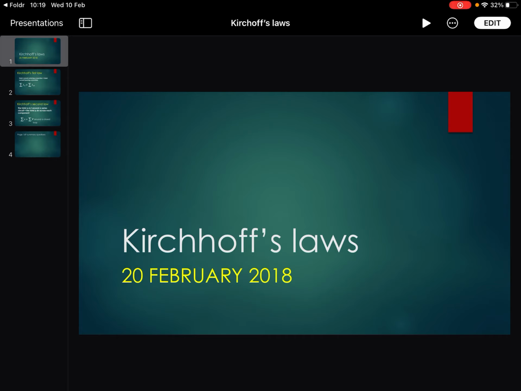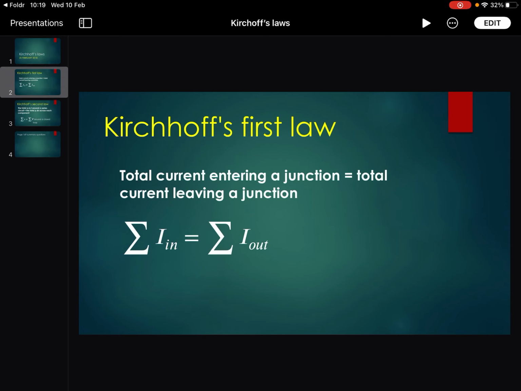Basically you need to memorize these so that you can then apply them to different situations. If GCSE is fact recall, current is the same everywhere in a series circuit, A-level is the application of that knowledge. So yes, Kirchhoff's first law, it's all about current. Total current entering a junction equals the total current leaving a junction. And here you've got total current in equals total current out.